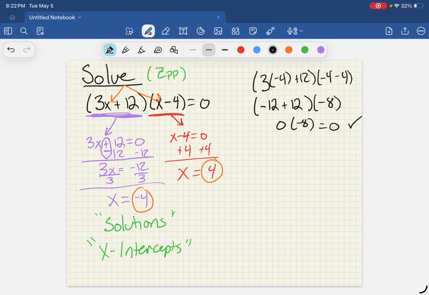I can plug my other answer I found in, +4. So I have 3 times 4 plus 12 and 4 minus 4. I could show all this work on the left-hand side, but I'm not going to. Because 4 minus 4 is 0. It doesn't matter what 3 times 4 plus 12 is, because it's being multiplied by 0.